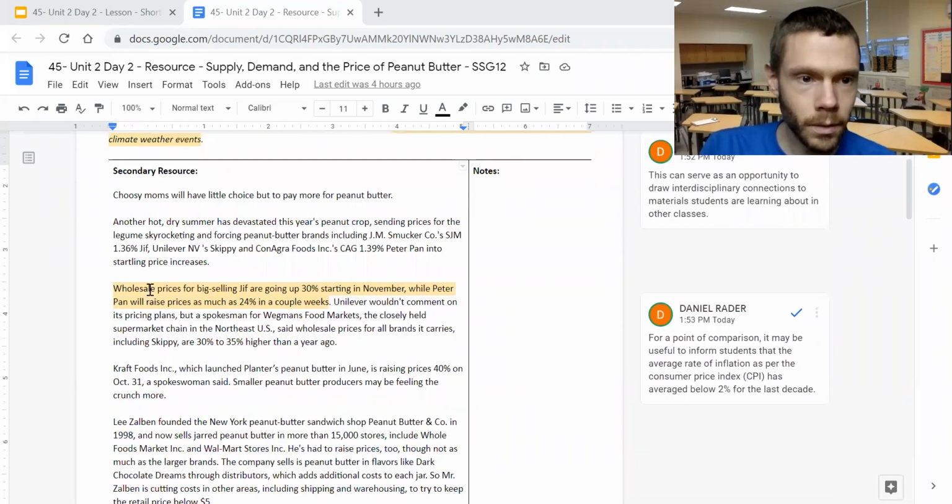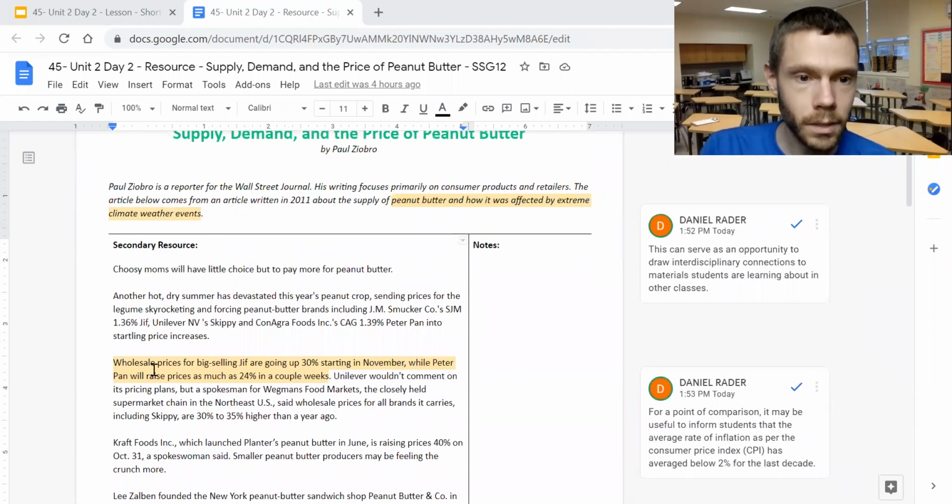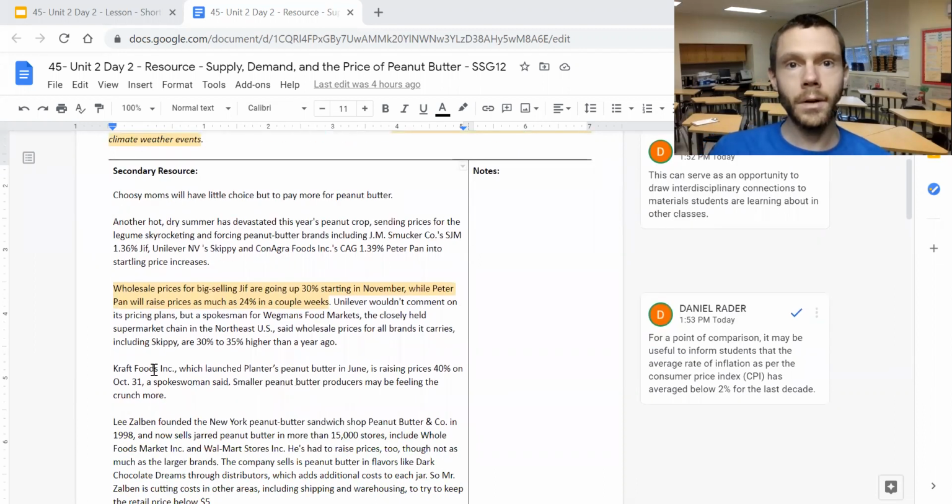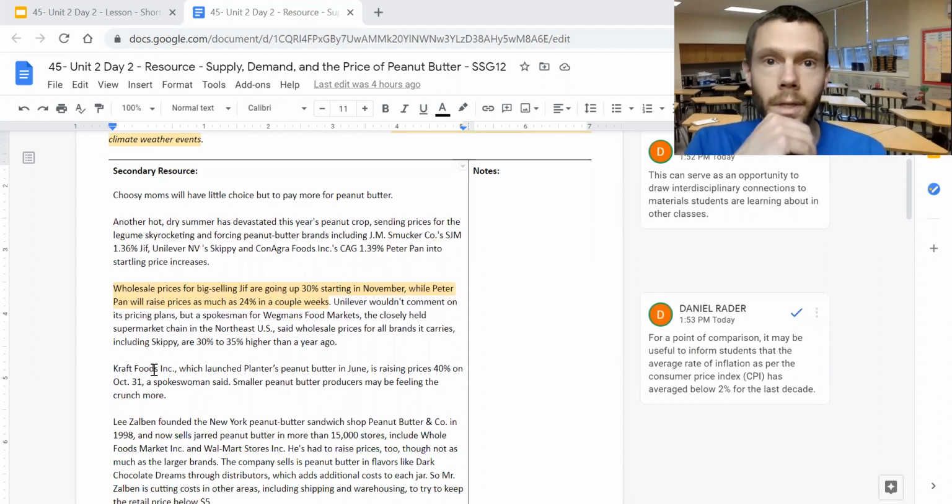In this section, when the writer begins discussing what happens in terms of wholesale price increases, it may help to have a reference point to help frame students' thinking about the price increases. So one way to think about this is to compare the price increase for peanut butter to that of regular goods in the consumer price index, and looking specifically at the average rate of inflation, which, excluding some recent trends in 2021, for the last 10 years or so, has been averaging below 2%.